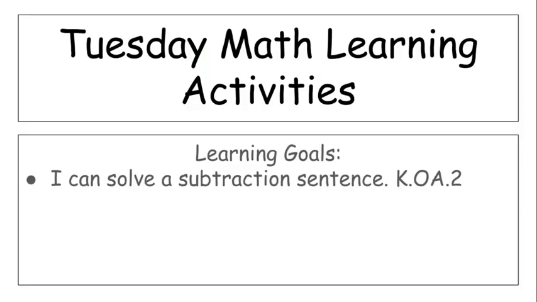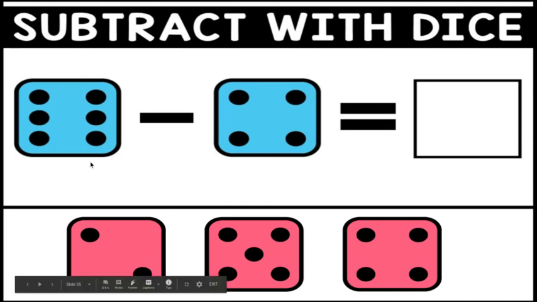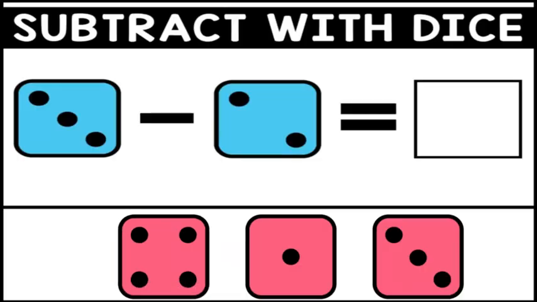Our math learning activity is subtraction. So look at the dice and subtract by looking at the dice and then finding the answer. So the first one, you would count this dice. So you have 6 minus 4 equals, and then have them solve the problem.